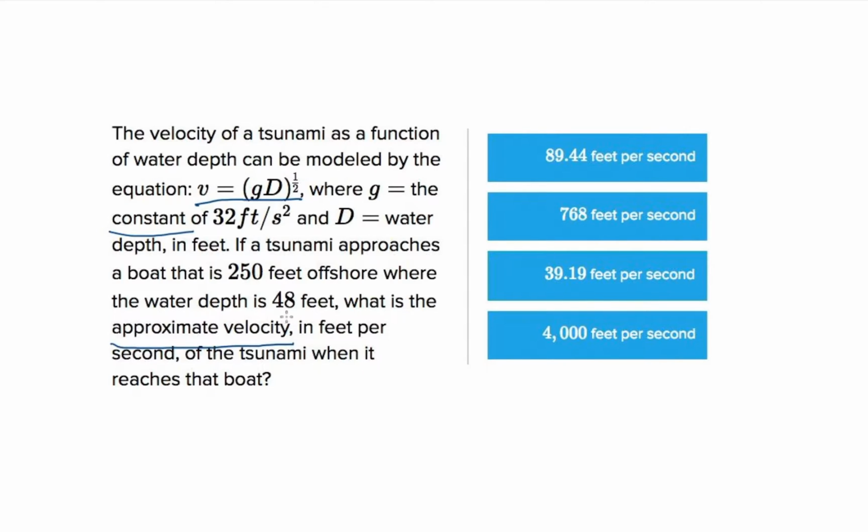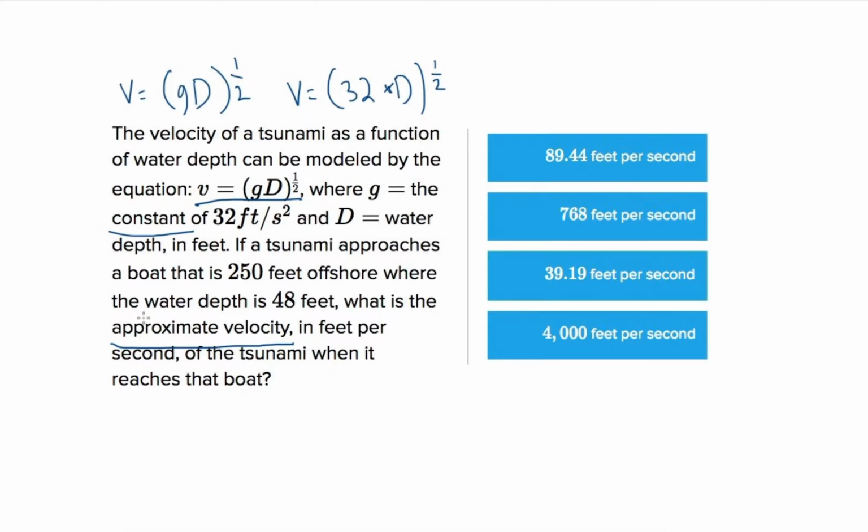Okay, so there are a couple things to look out for here. One is that g is a constant, so that's already been defined. So when I have v equals gd to the 1/2 power, we're actually saying it's v equals 32 times d to the 1/2 power, because 32 is always going to substitute in for g. And d is water depth.